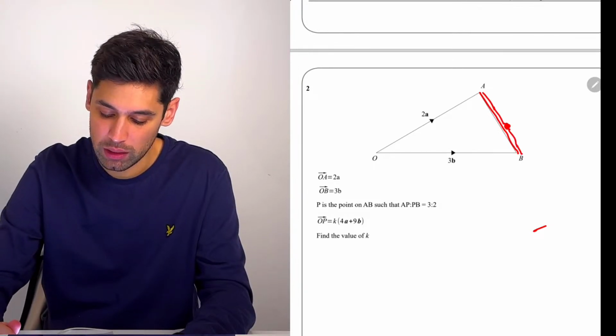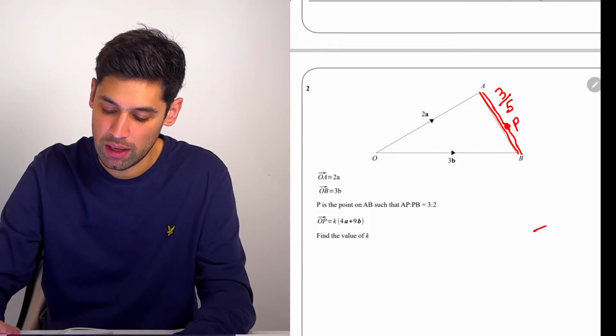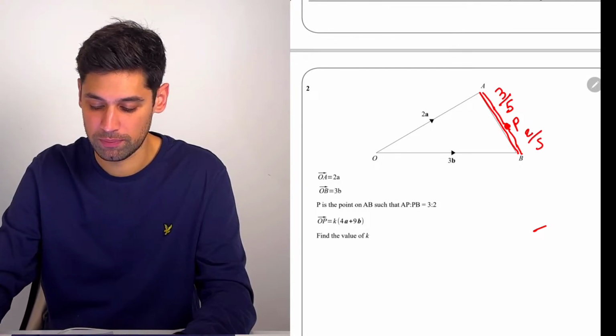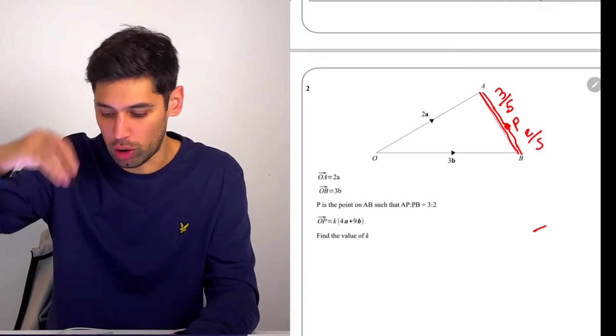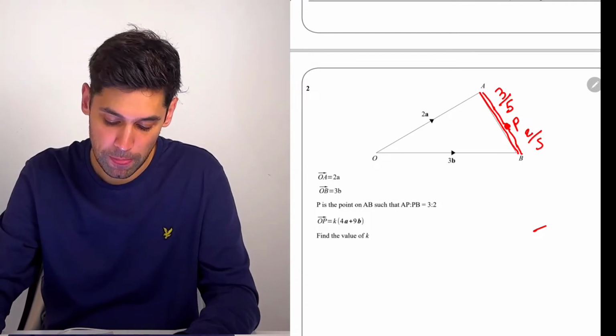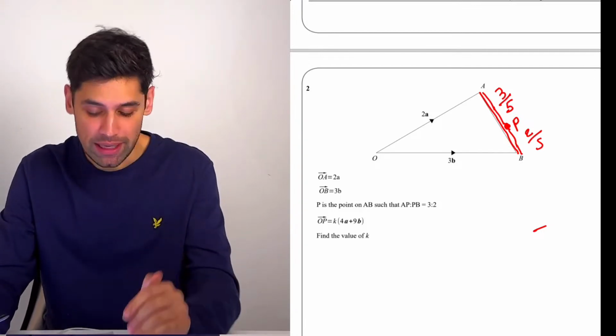So P would be there, with this section being 3/5, and this section down here being 2/5. And that is in terms of the length of the entirety of the line. So hopefully we've been able to get our head around that first aspect.